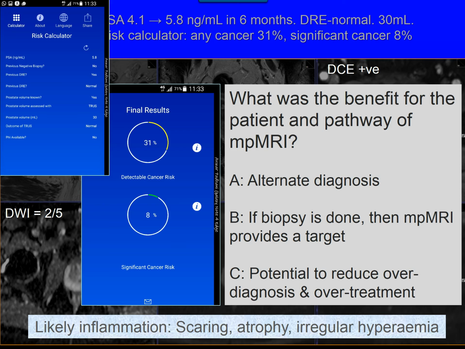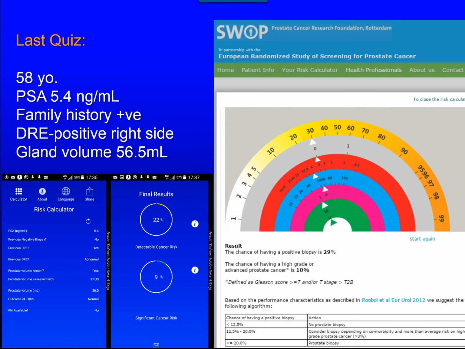And so, what was the benefit for the patient and the pathway of performing this MRI? 1. You provided an alternate diagnosis. 2. If a biopsy is done, and the recommendation on the risk calculator is that it should be done, then MRI provides a target. Number 3. There's the potential here to reduce overdiagnosis and potentially overtreatment. So in this particular case, we recommended no biopsy.